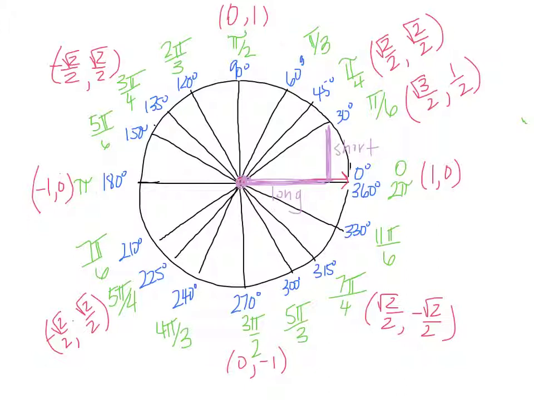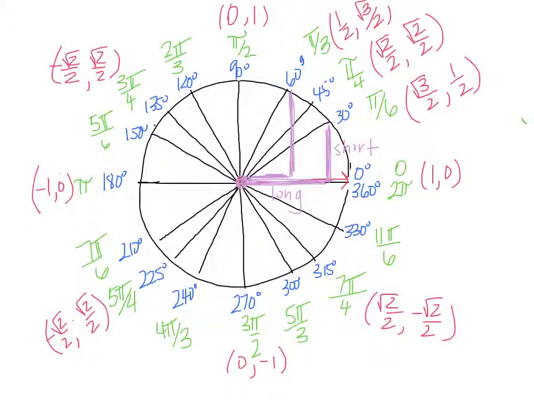Think about 60 degrees. If I'm trying to get to 60 degrees, I'm going to go over and then up. It's the opposite because I'm moving short and then long. So for 60 degrees, it's going to be 1/2 and then square root 3 over 2. I moved a short horizontal distance and a long vertical distance. Everything else you're just sort of reflecting.